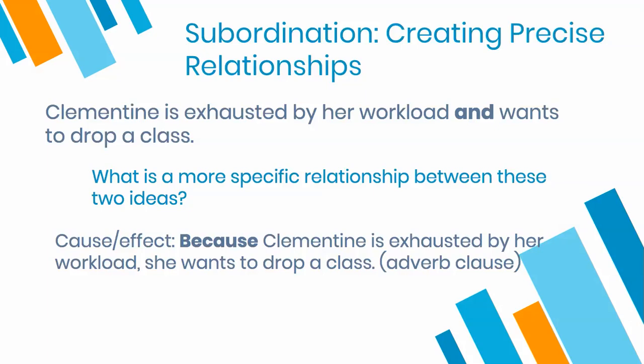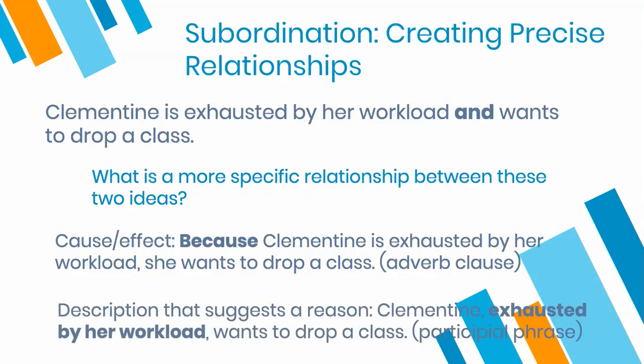Perhaps we want to do something even more subtle. So we could create a description that suggests a reason. Clementine, exhausted by her workload, wants to drop a class. So here I've turned the exhausted part into a participial phrase. It does something very similar. The idea of dropping a class is still emphasized, and the exhausted by her workload is the implied reason. It's just slightly less obvious than because. One isn't necessarily better than the other. It just depends on the context and the rhythm that fits in the paragraph that you're writing. So both of these options work better than using and.